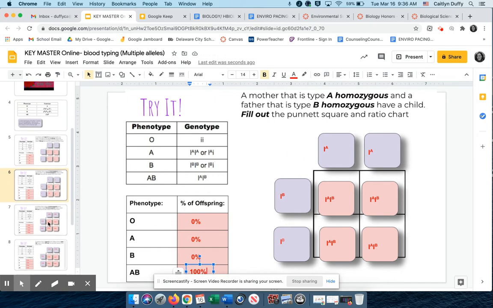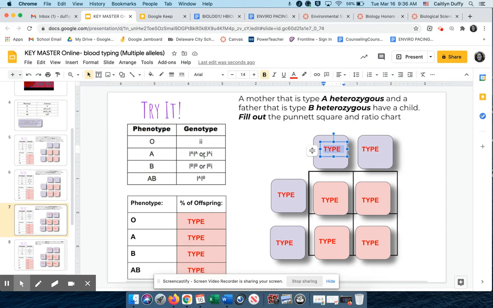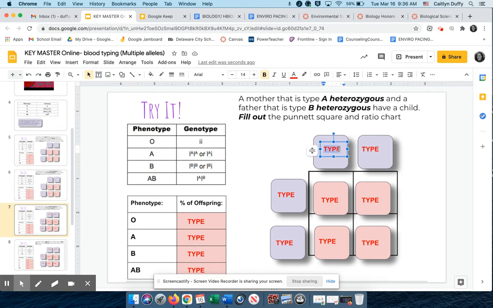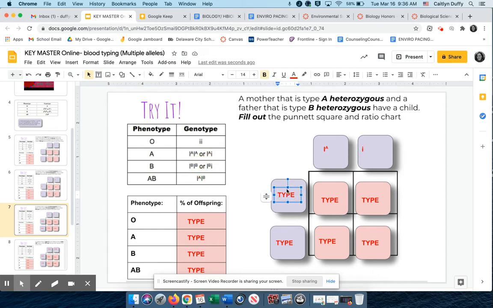Now, let's go to another one. Here we have two heterozygous parents. So we have a mother that is heterozygous for type A, and we have a father that is heterozygous for type B. Let's fill out the Punnett square. So mom is heterozygous for type A. So she's going to have that little i. She's also known as a carrier for type O. So big I^A, little i. Dad is heterozygous for type B. So he's only got one B and one little i. Big I^B, and little i.